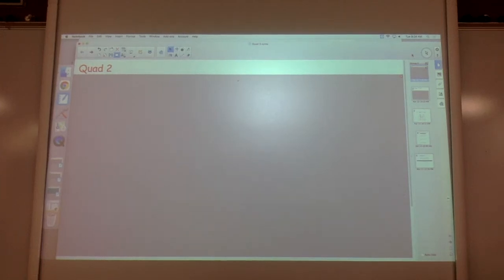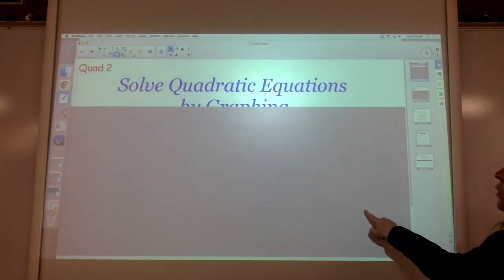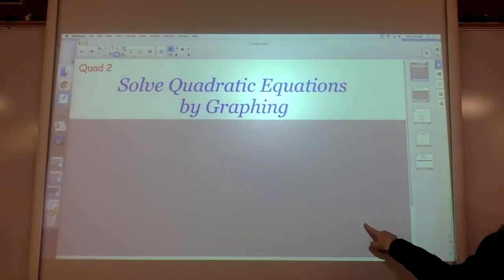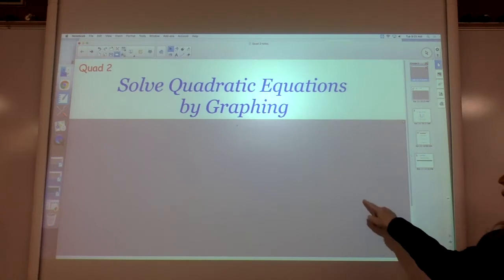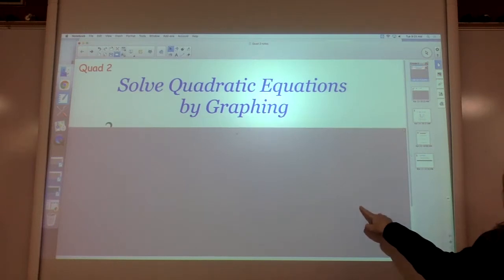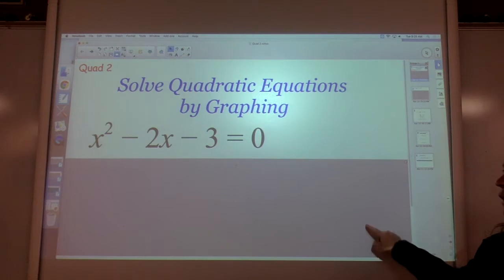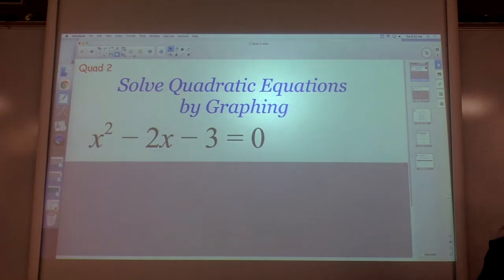All right, quadratics number two. In quadratics number two, we are going to solve quadratic equations by graphing. There's lots of different ways to solve quadratic equations. Today we're going to do it by graphing, starting with an equation, x squared minus 2x minus 3 equals 0.